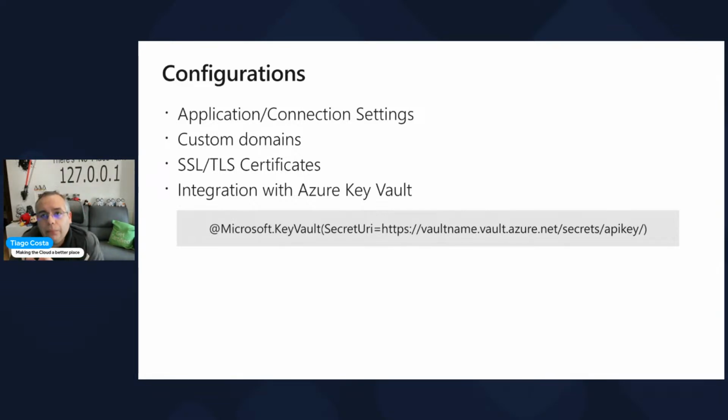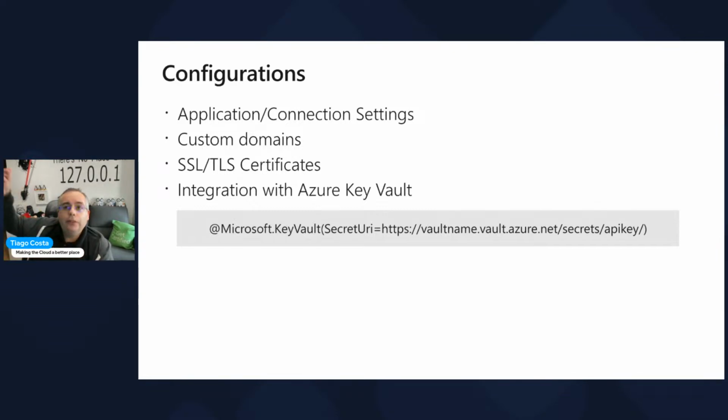But there is even something that is massively cool, and I'm going to demo this to you, which is the integration that app services can have with other services, namely with Azure Key Vault. Azure Key Vault is another Azure service that we use to store encryption keys, certificates and secrets.